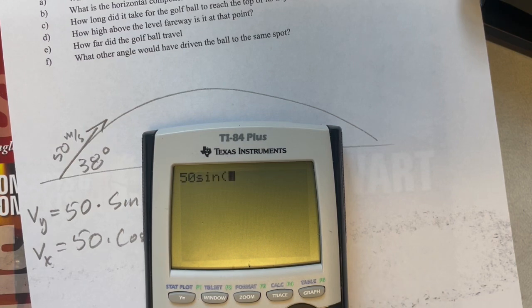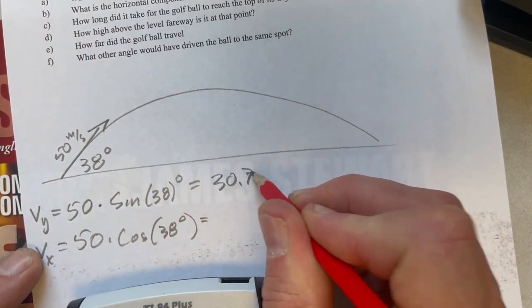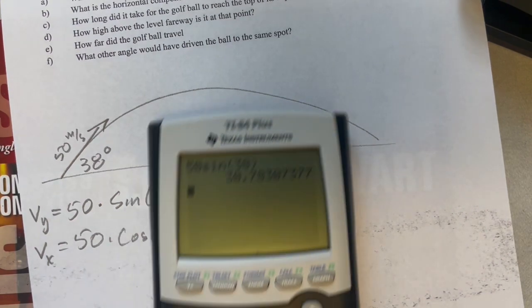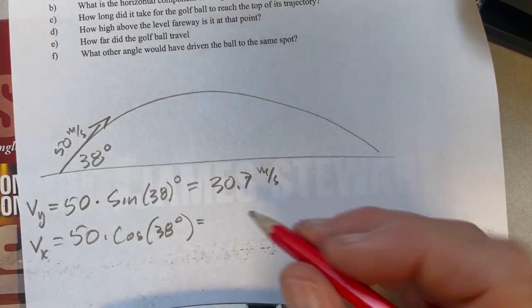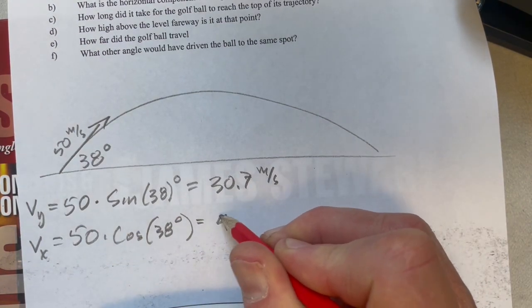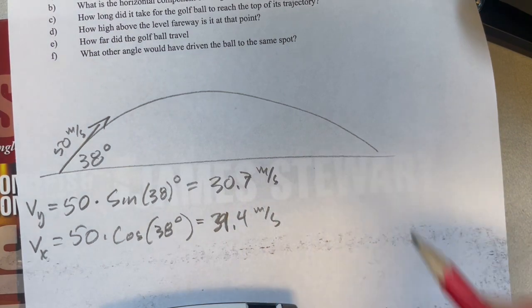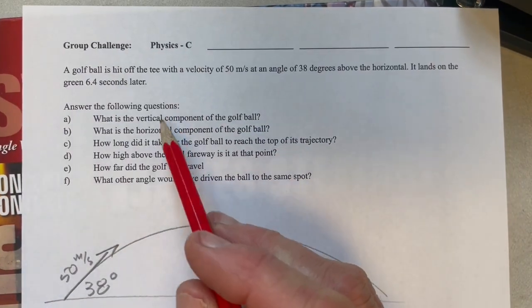50 sine 38, and that's 30.7 meters per second, and that's in the upward direction. And then 50 cosine of 38. Make sure you are in degree mode. 39.4 meters per second. Okay, so that's the vertical and the horizontal components.